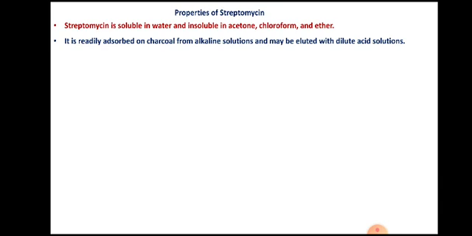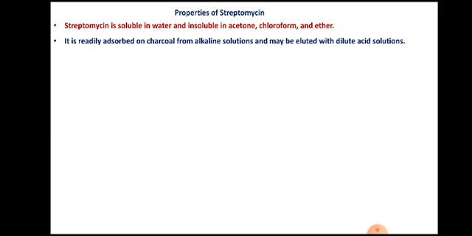The properties of streptomycin are very important in order to understand or design the recovery procedure for streptomycin from fermentation broth. These properties are: it is a water soluble antibiotic, it is insoluble in solvents like acetone, chloroform, and ether. Therefore, these types of solvents can be used for precipitation of streptomycin during its separation from aqueous solution during recovery.